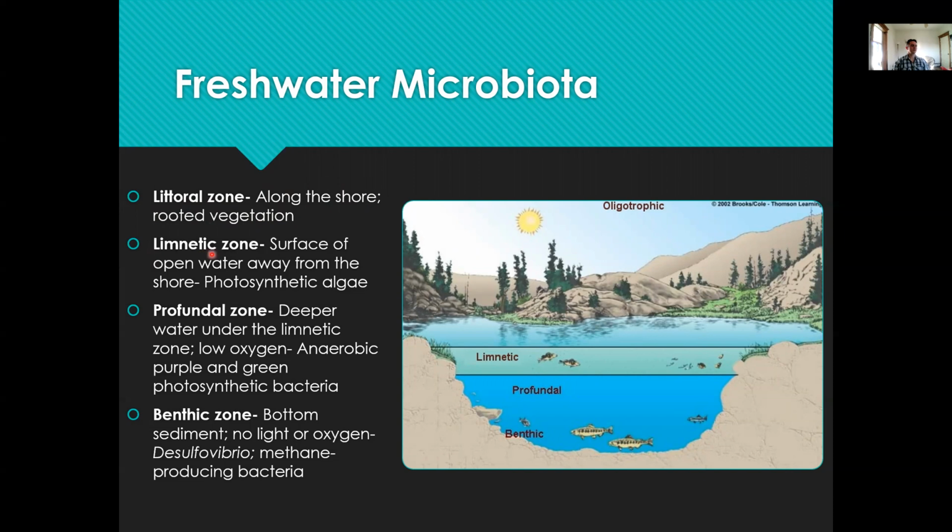Then we will find the limnetic zone. Your limnetic zone is the upper, almost surface and just below the surface. This is essentially where you have the surface of open water away from the shore. Here you will find many photosynthetic microbes, such as the algae. You can imagine this because they are still exposed to incoming sunlight at this depth.